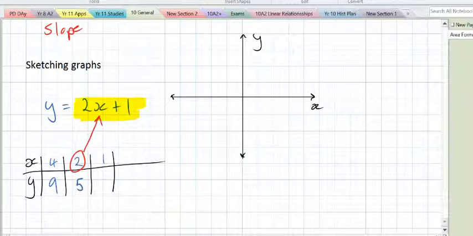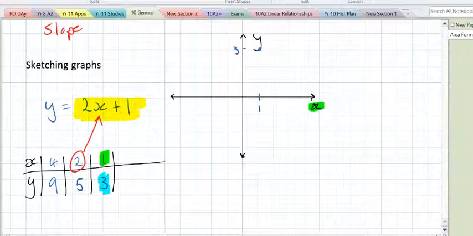Alright, Demir, and the last. 3. Good. Well done. Now each of these is a pair of coordinates, with that being the x and the y. So we can say that when x is 1, y is 3.